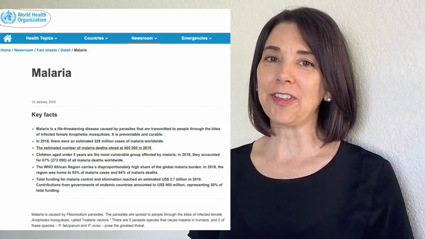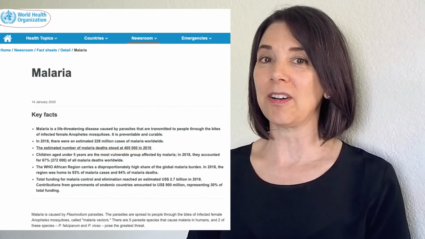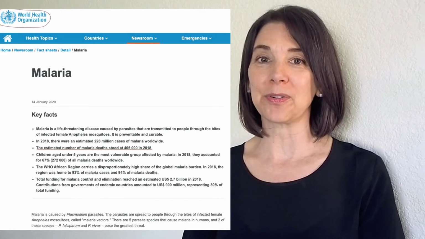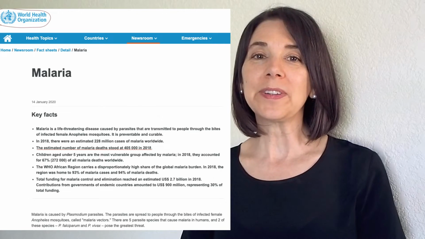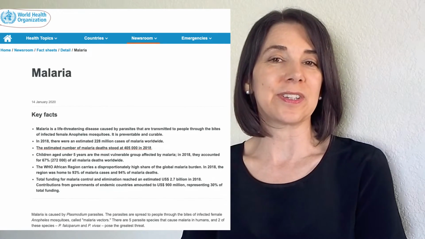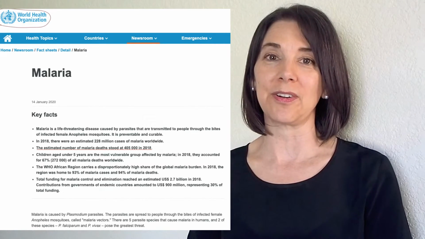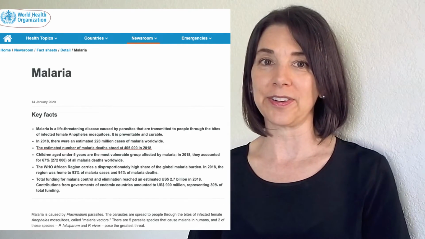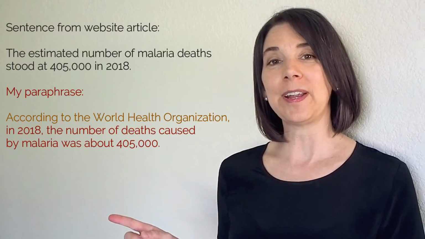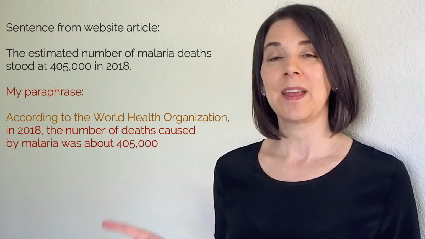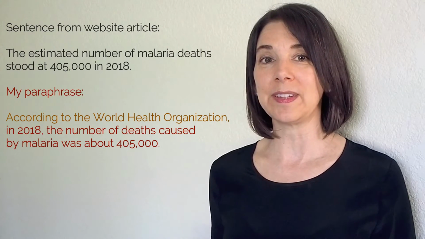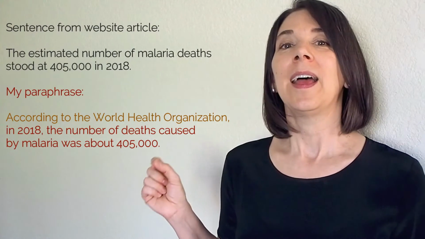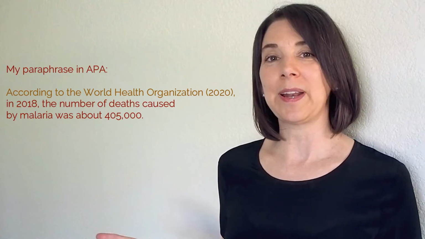When I look for the author's name, I notice that there is no author listed. However, this article is from the World Health Organization website. The World Health Organization is an organization, or a group of people, who wrote this article, so I can actually use that group's name for the author. So the paraphrase would look like this. According to the World Health Organization, comma, my paraphrase. Now, again, if I'm using APA, I would add the year.